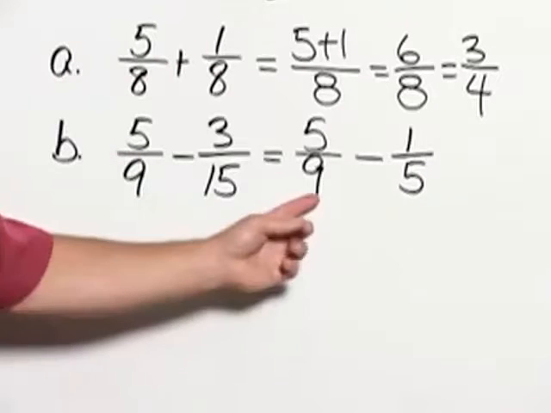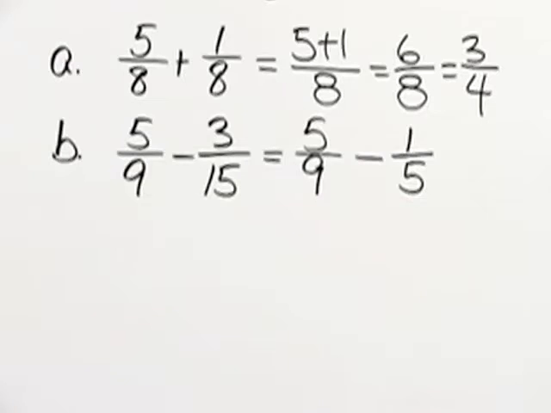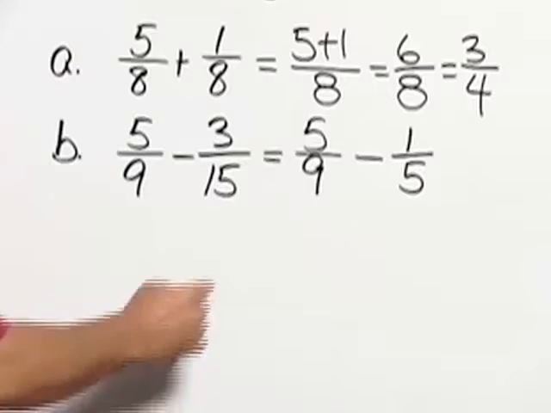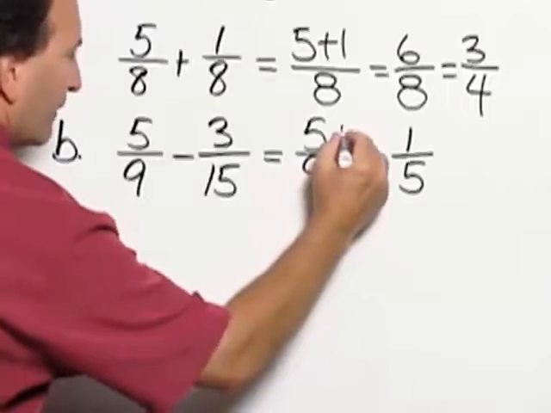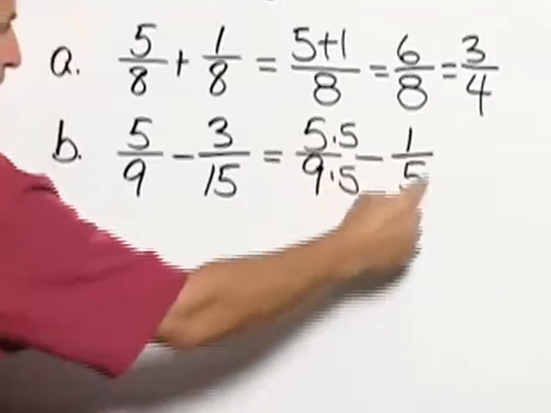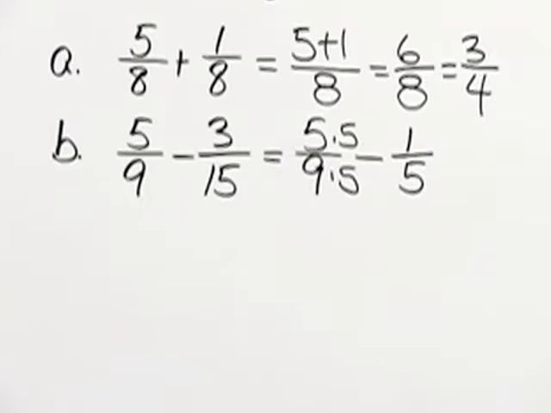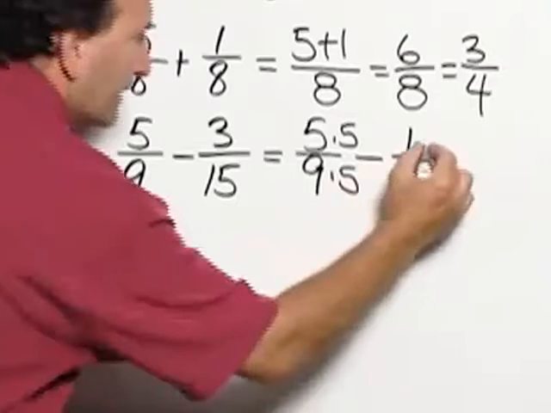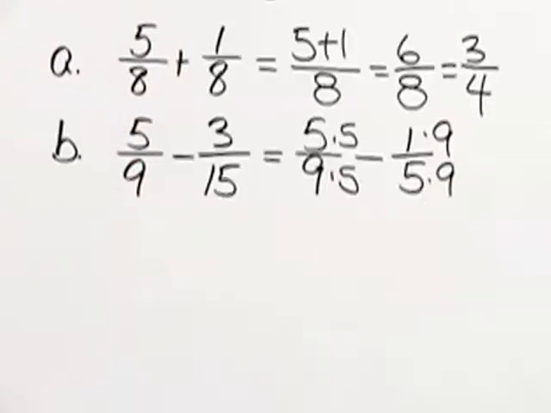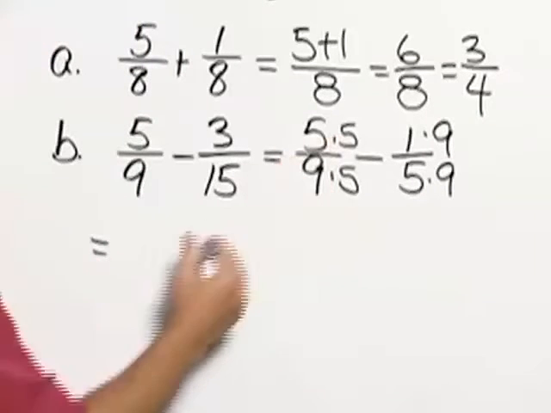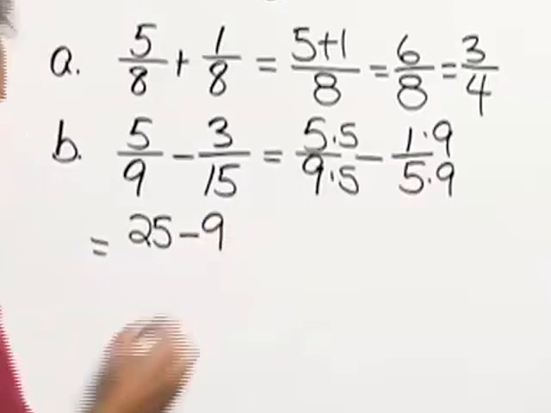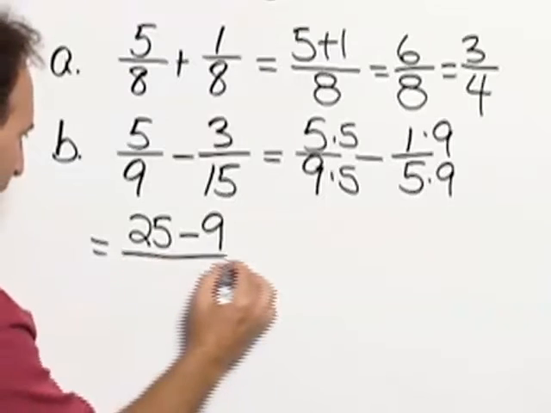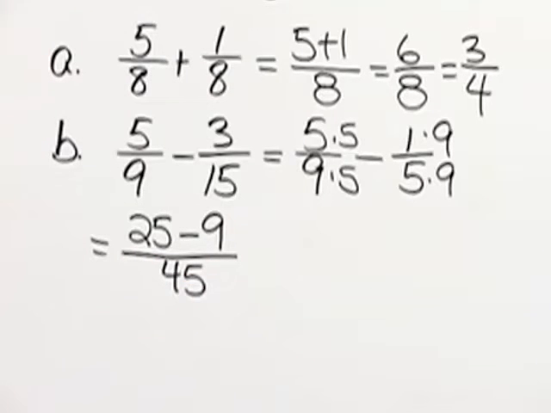Now we look for the common denominator between 9 and 5. That common denominator is 45, and therefore we need to multiply the numerator and denominator of this fraction by 5. For this fraction, we need to multiply numerator and denominator by 9. So that's equal to 5 times 5 is 25. 1 times 9 is 9, so we're subtracting 9, and we put that over the common denominator of 45.